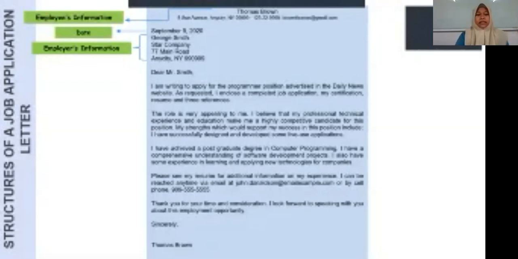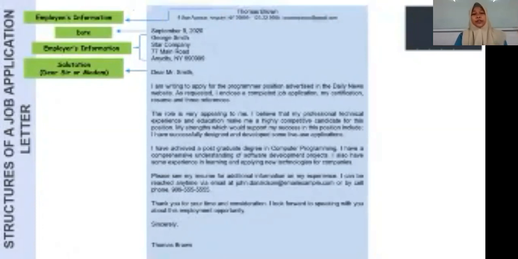And then the next one we have is the salutation. The salutation here is like the greeting to the employer. If you know their name, you can write Dear Mr. blah blah blah or Dear Mrs. blah blah blah. But guys, if you don't know the name of the employer, you can just write Dear Sir or Dear Madam. Is it clear?